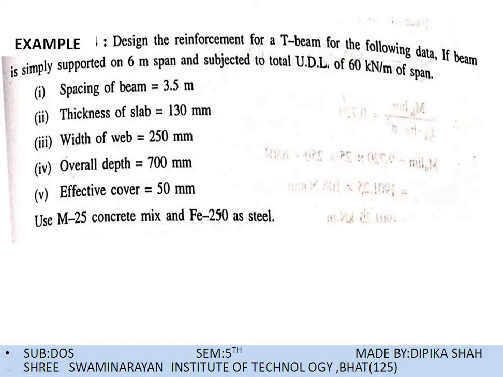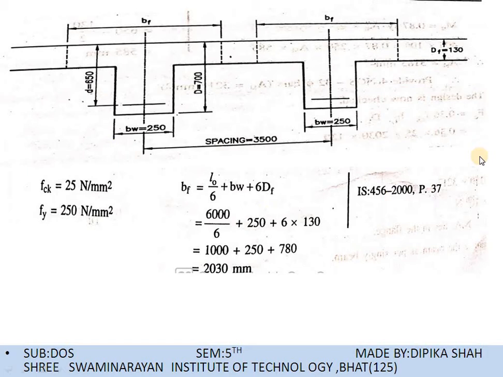So first of all we will draw a sketch of these given dimensions. So this is the sketch for given dimensions. This is the spacing between a beam. The spacing is a center to center spacing. So spacing is a 3500 mm. Capital D is given 700 mm and if cover is provided 50 mm, so our small d will be a 650 mm. Here DF, depth of the flange is a 130 and width of the web is a 250 given.